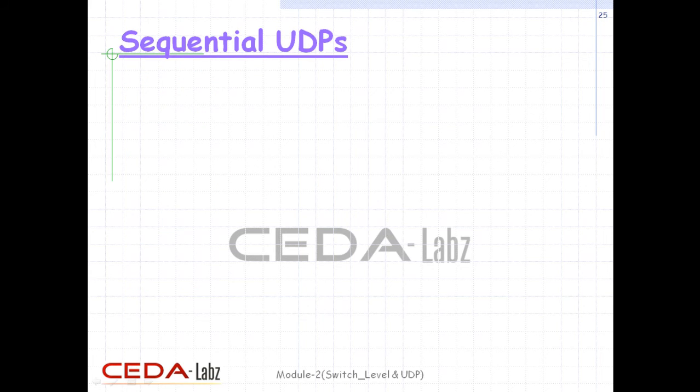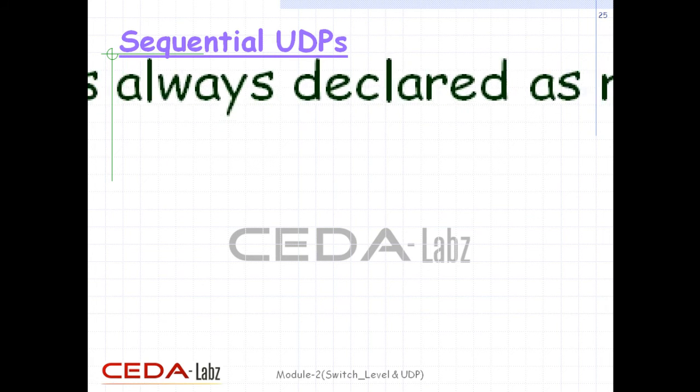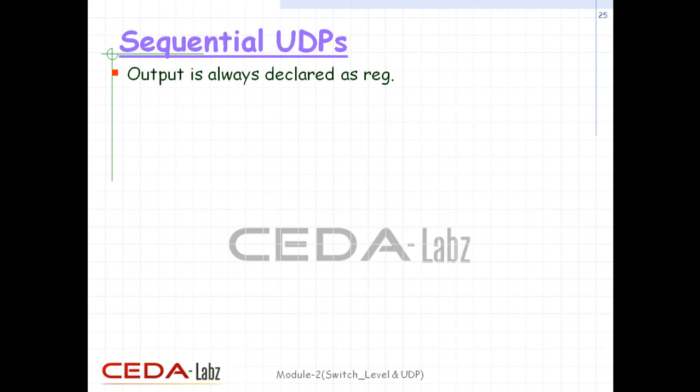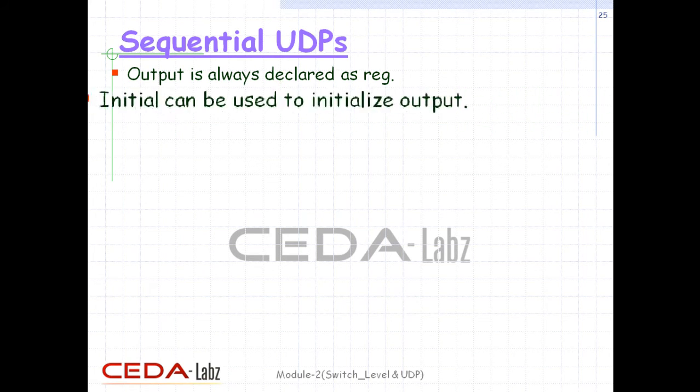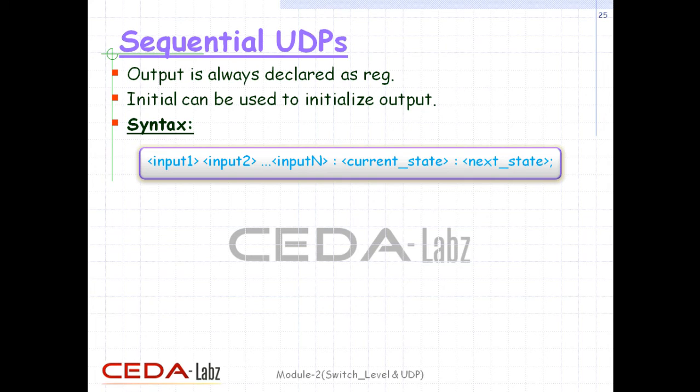Sequential UDPs differ from combinational UDPs in their definition and behavior. Sequential UDPs have the following differences. The output of a sequential UDP is always declared as a register. An initial statement can be used to initialize the output of sequential UDPs. The format of the state table is slightly different. There are 3 sections in the state table entry: inputs, current state, and next state. The 3 sections are separated by a colon symbol.